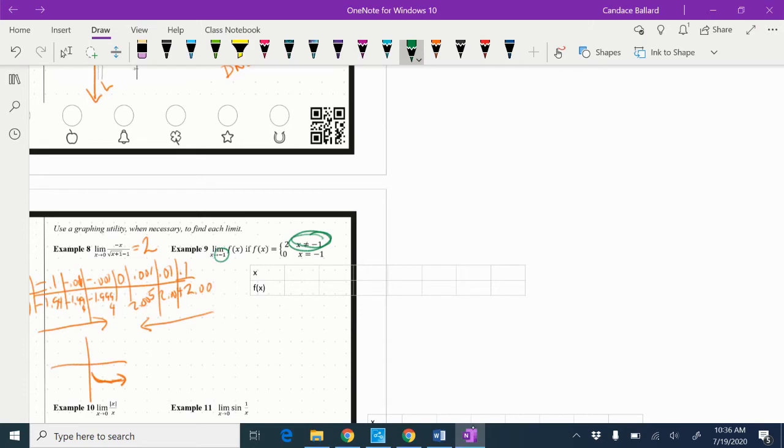So I could add my x values. I know that I am approaching -1. So I'd have -1.999, -1.99, and -1.9. And then -0.999, -0.99, and -0.9. And we just realized that everything is 2. So I know that my limit, so I'm going to rewrite that, is definitely 2. So the limit as x approaches -1 of f of x equals 2.